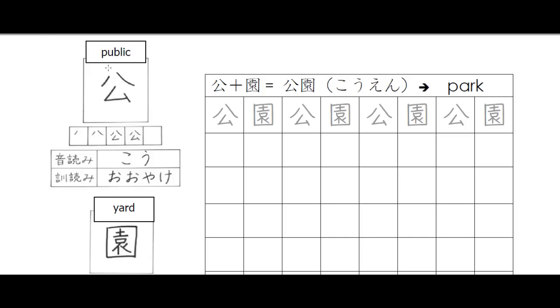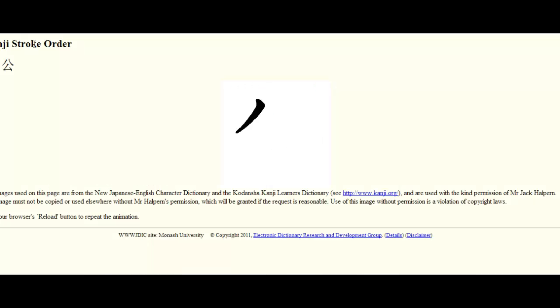Let's look at the kanji now, the first part of park, and that's this one here, public. Have a look over here and you can see that public plus the kanji underneath for park equals public park, kōen, and that is what we would call a park. Let's check the stroke order. Here we go, 1, 2, 3, 4.